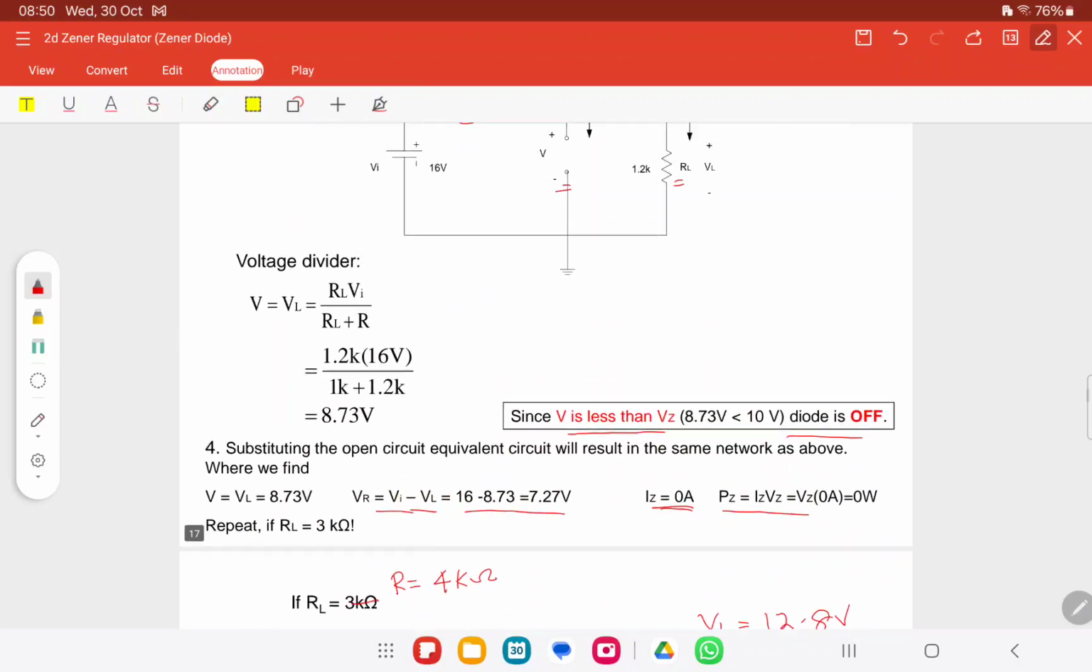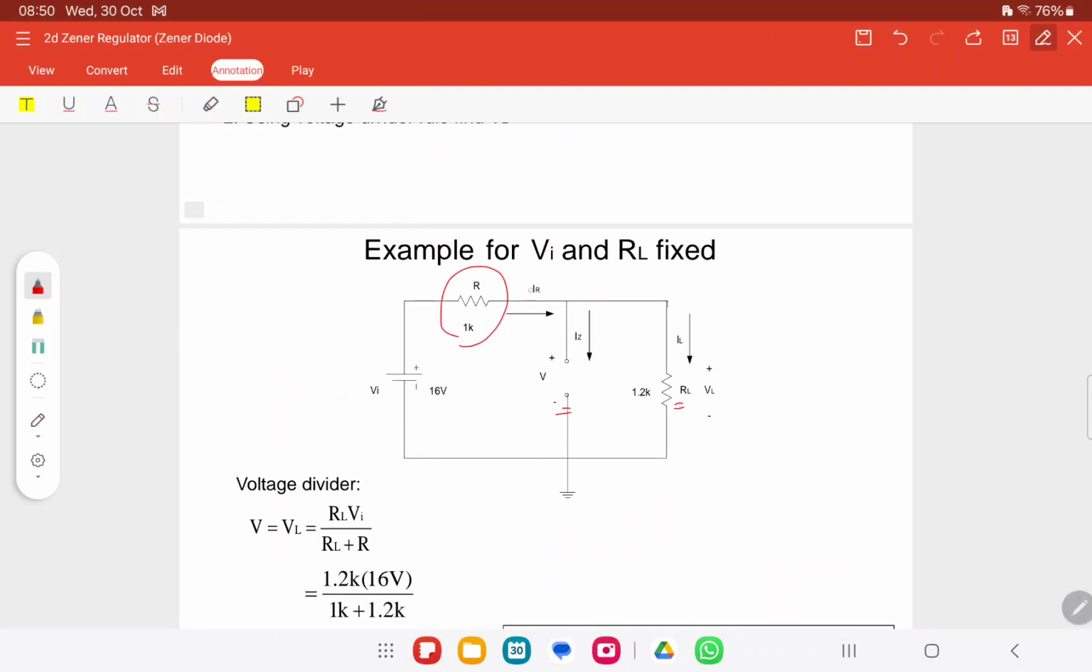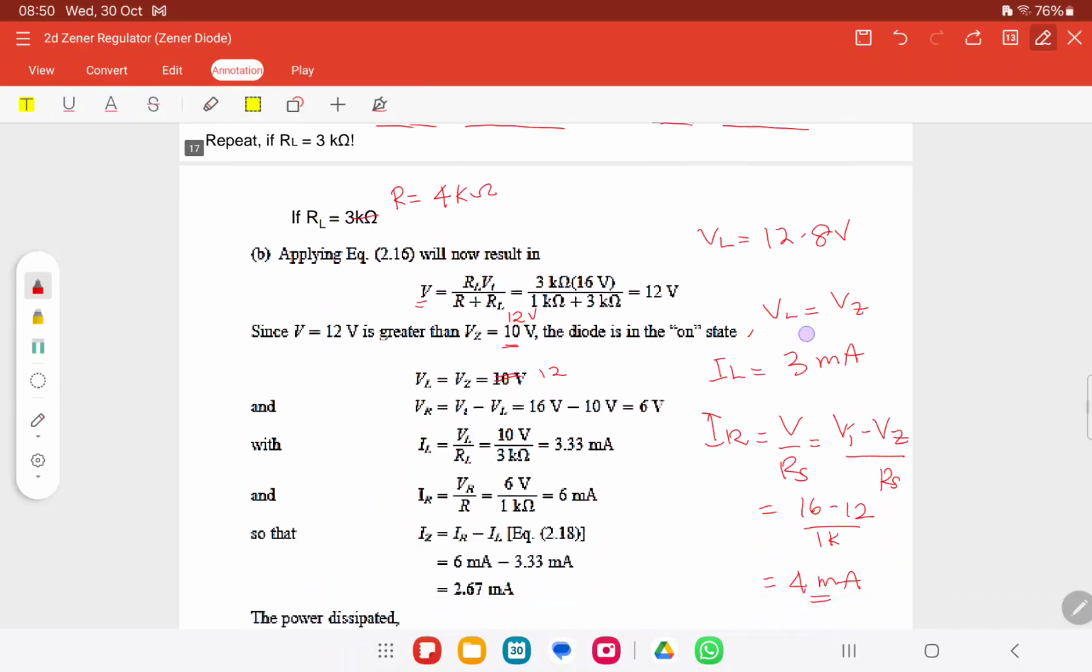IR dia duduk dekat sini. This is the IR. Tadi kita dah dapat IL. Consider this one dia ada diode lah ni. Okay, so now we can get the IZ. IZ dapat berapa?